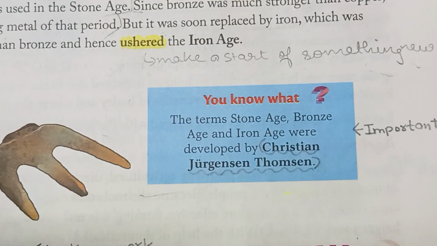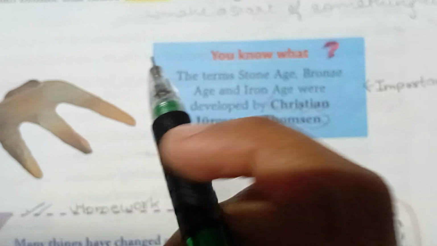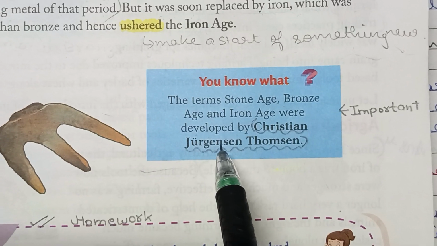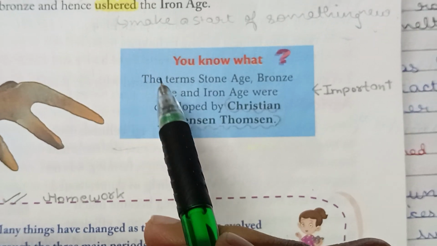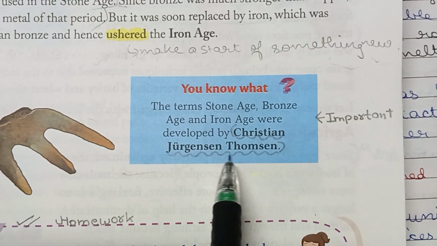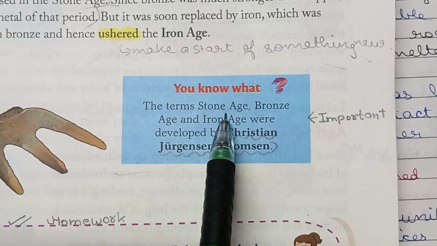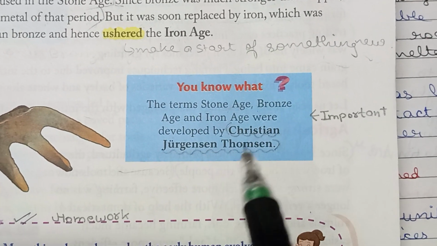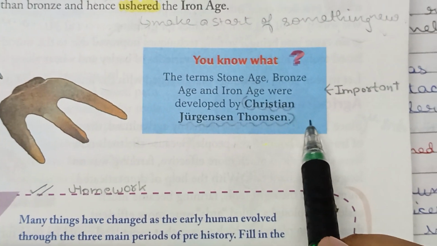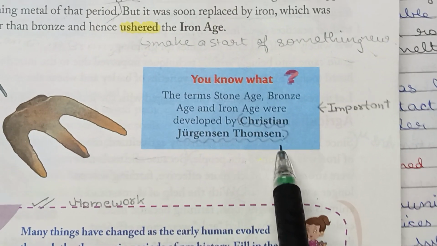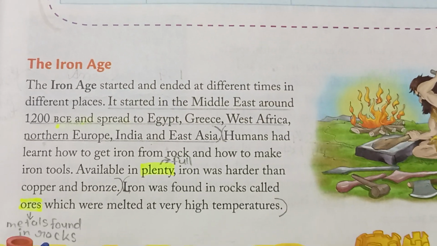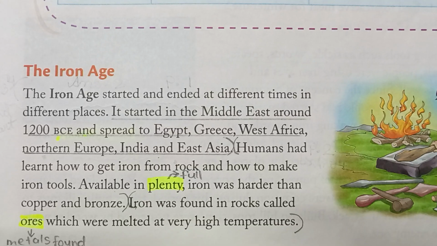Now, come to this "what" box. This box is very important. The terms Stone Age, Bronze Age, and Iron Age were developed by Christian Jurgensen Thomsen. Now, the ages themselves were not discovered by Christian Thomsen. He named that period the Stone Age, he named that period the Bronze Age, he named that period the Iron Age. Who? Christian Jurgensen Thomsen. Okay, this name is very important. Then let's come to the first topic, Iron Age.